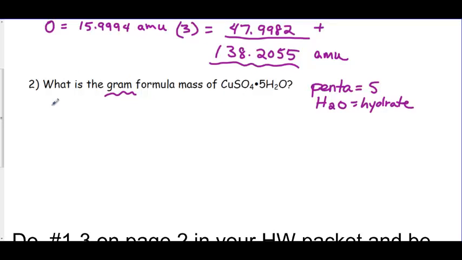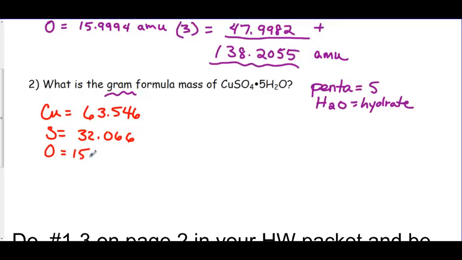So we have to look at all of this. In step 1, we're going to look up the atomic mass of copper, which is 63.546. And then sulfur, which is 32.066. Oxygen, we already have that, 15.9994. And what else do we have in here? Water. I'm sorry, hydrogen, and hydrogen is 1.00794.